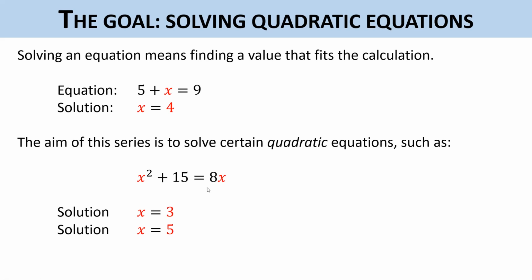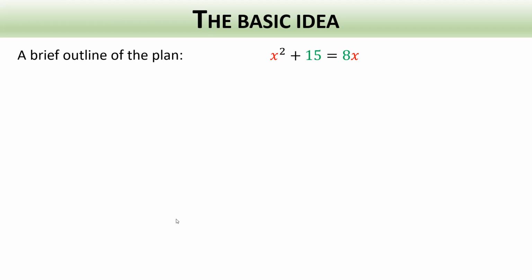So we can see that these solutions to the equation are correct. Checking them is easy, but finding them is more complicated, right? So how are we supposed to find the correct values for x? And that problem of finding the correct values is the problem of solving a quadratic equation. And that requires multiple steps, and this series will guide you through those steps. So in order to give you a sense of what we are going to do, here is a very brief outline of the basic idea, and then detailed explanation will follow in the next videos.